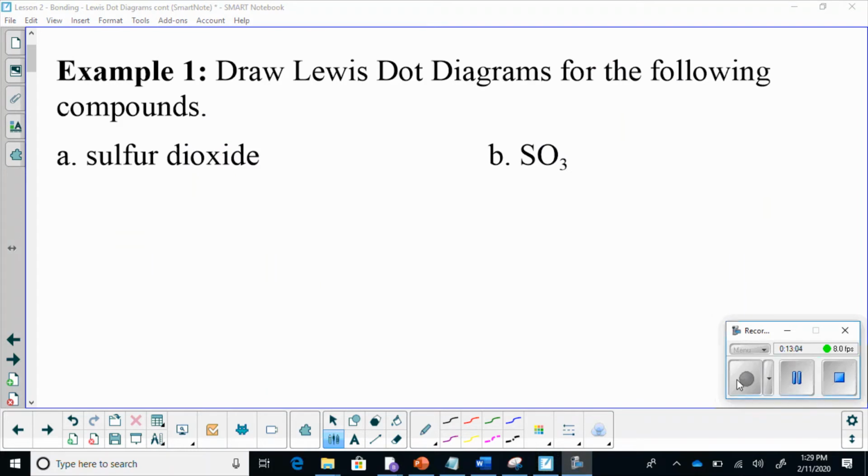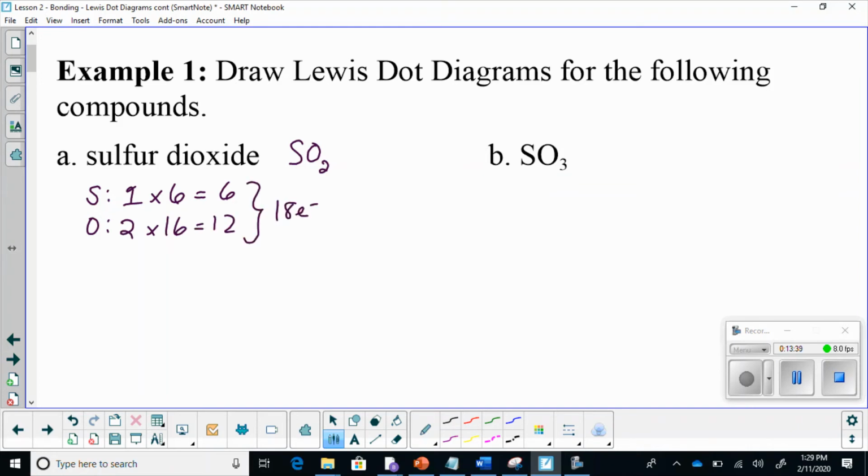Okay, so the example says draw a Lewis dot diagram for the following compounds. Okay, so you need to identify what type of compound this is. This is a molecular compound because we have nonmetals and nonmetals bonding with each other. First step, write a chemical formula. Second step, calculate total valence electrons. So I have 1 sulfur multiplied by 6 to give me 6. Oxygen, 2 oxygens times 6, 12 for a total of 18 valence electrons.